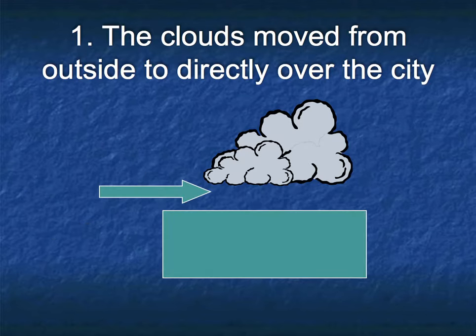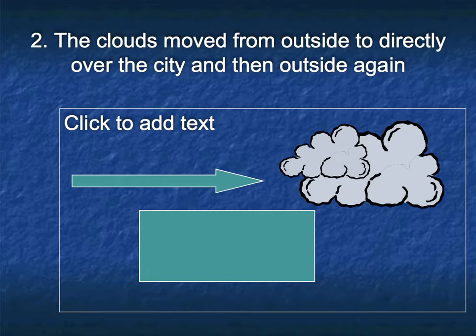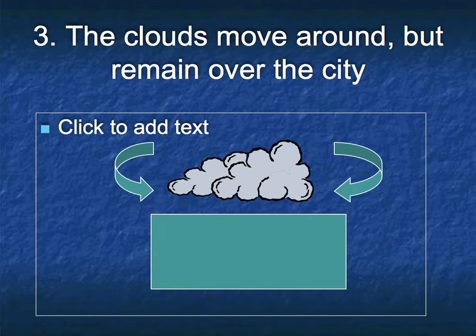So in the first one, the clouds move from outside to directly over the city. They're just there. Second one, there's a trajectory here. The clouds move from outside to directly over the city and then outside again. Imagine a parade of clouds. Here's the third one. The clouds moved around but remain over the city. So they're moving, but in a kind of circular motion. So these are all possible propositions or meanings of the word over that we work out according to working out the explicatures.